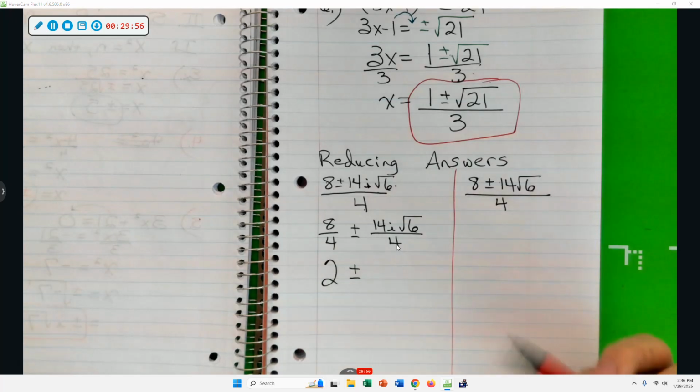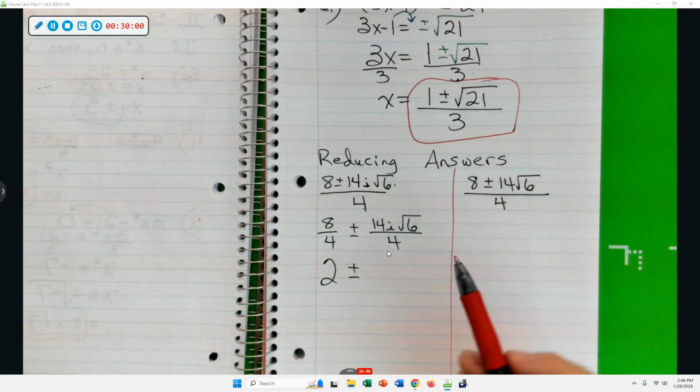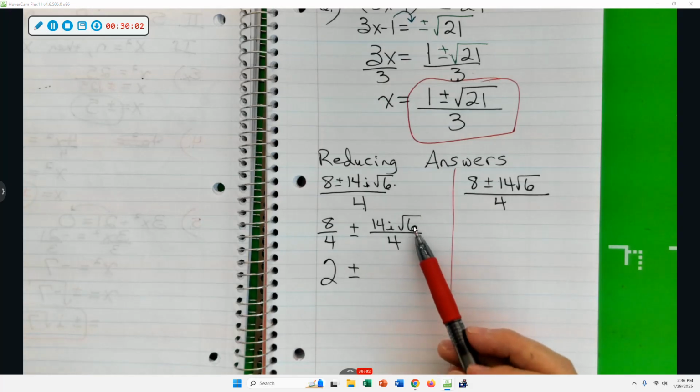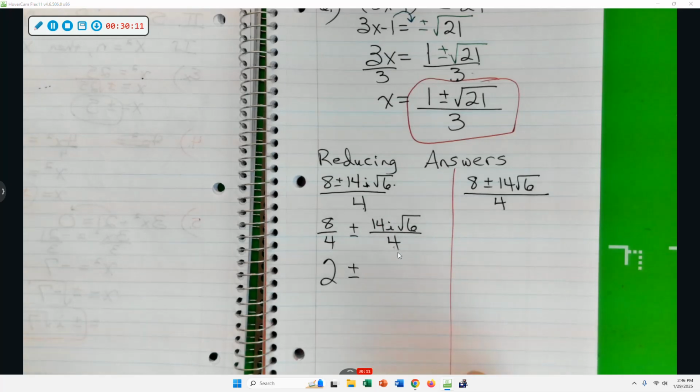Now look at this thing. We can reduce something. Remember we said you cannot cancel something under a radical with something that's not under a radical. But you can look at the 14 over 4. Both of those are divisible by what number?